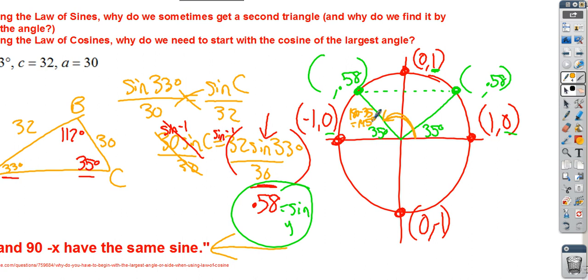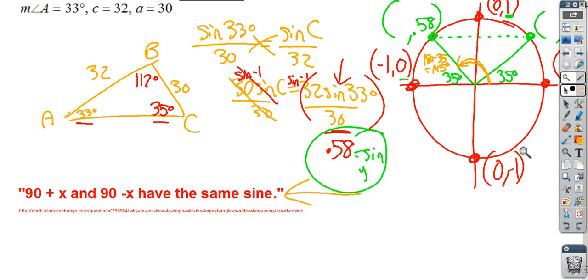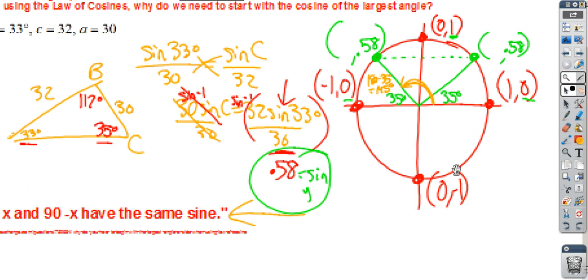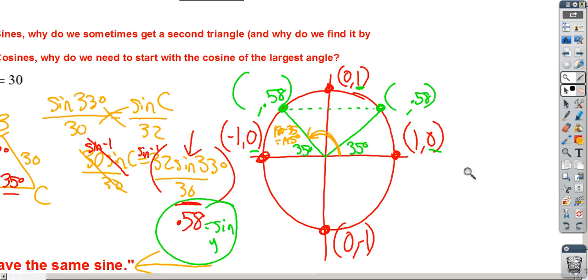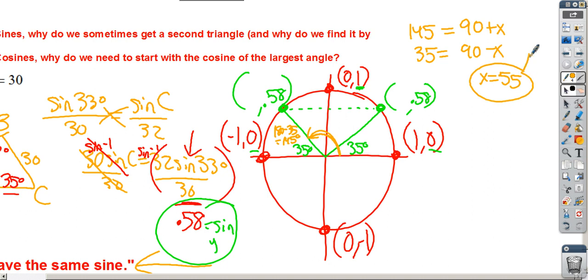So that's what this says right here, and let me just move it so you can see it. This says 90 plus x and 90 minus x have the same sine. So what does that even mean? Well, that means these two things right here are both equal to some value, and we don't really care about what x is, but basically if you were to take x equals 55, that's the solution to this. If you take 55 and you add it to 90, you get this. If you take 55 and you subtract it from 90, you get this.